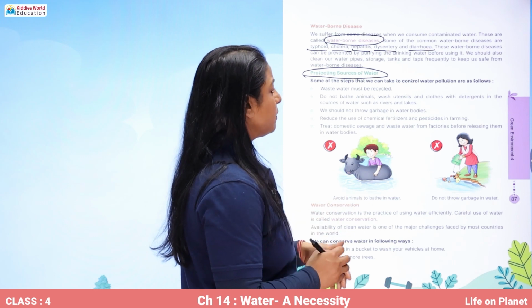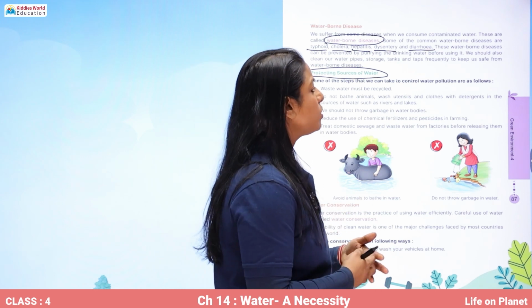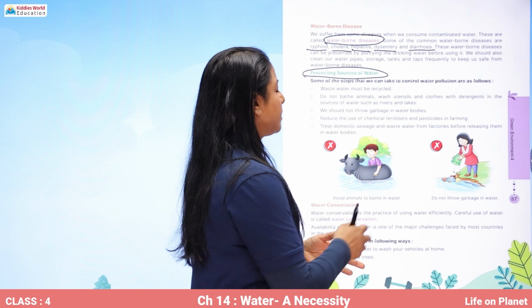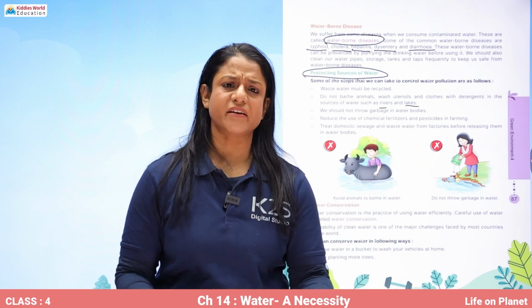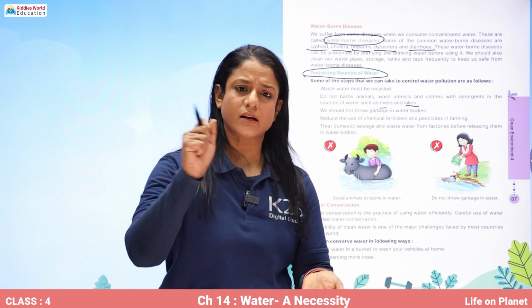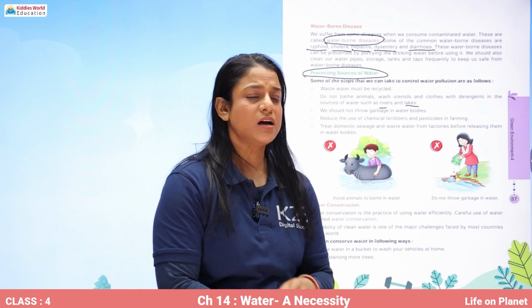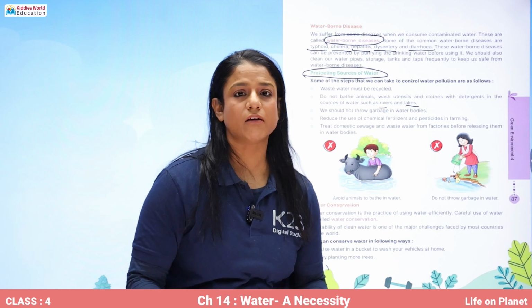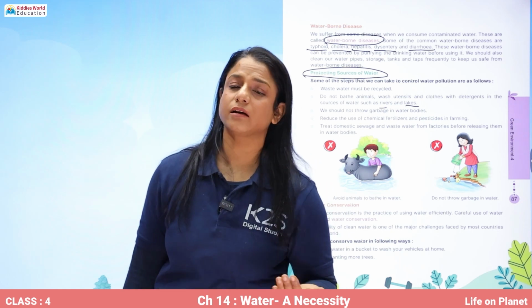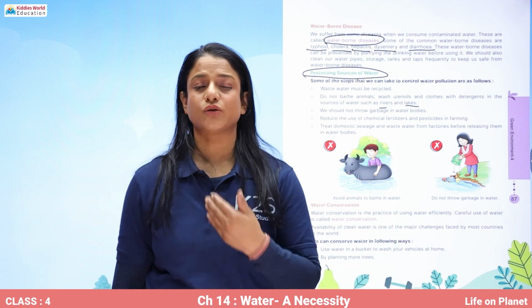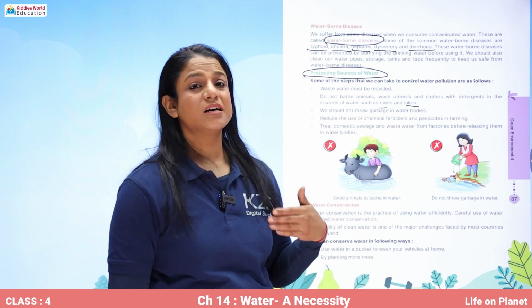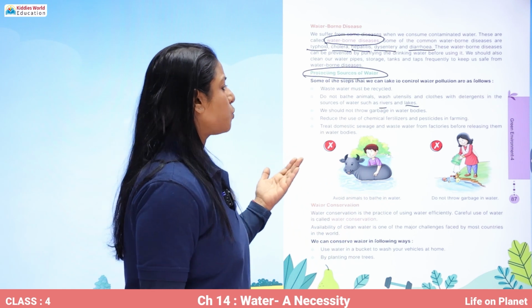Do not bathe animals, wash utensils and clothes with detergents in the sources of water such as rivers and lakes. So what do people do? They go to the river, they use detergents, chemicals to wash their clothes with river water. That's very bad, that's very harmful. Also, we should not take the animals to take bath in the fresh water. It can cause a lot of germs. It contaminates the fresh water.